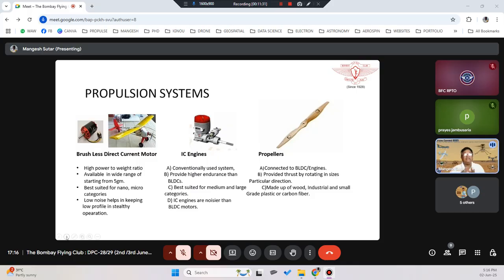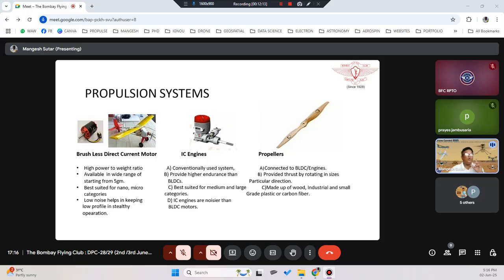Whereas IC engines use a propulsion system using fuel, so you can always fly as much as required. And any of these motors, whether BLDC motors or IC engines, both use propellers. Propellers are connected to the BLDC or IC engines. They provide the thrust by rotating in a particular direction. These propellers are made either of wood, industrial grade plastic, or even carbon fiber. So that is how these propulsion systems use propellers.